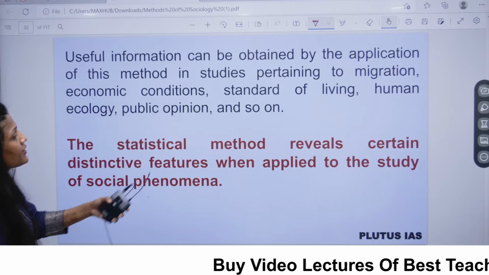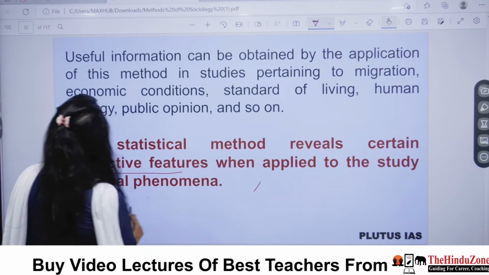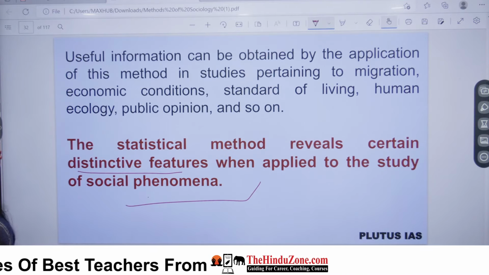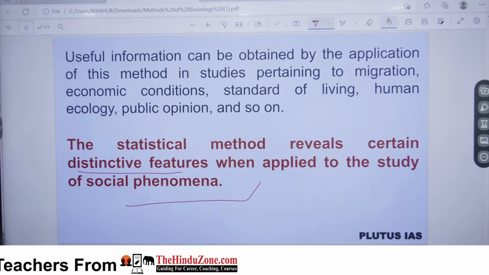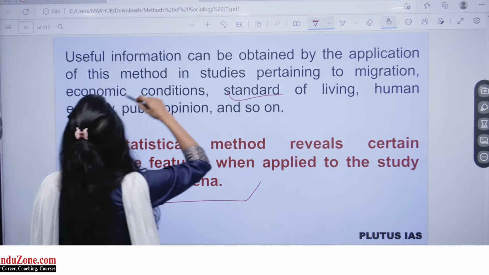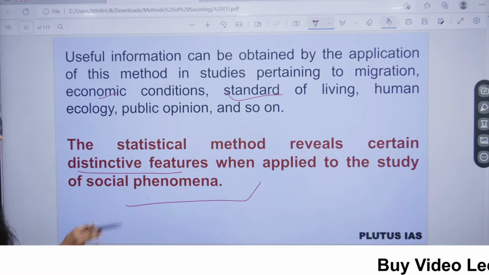So the statistical method reveals certain distinctive features when applied to the study of social phenomena. If we use the statistical method to obtain different types of information, we can talk about standard of living, human ecology, economics and all in precise numbers.